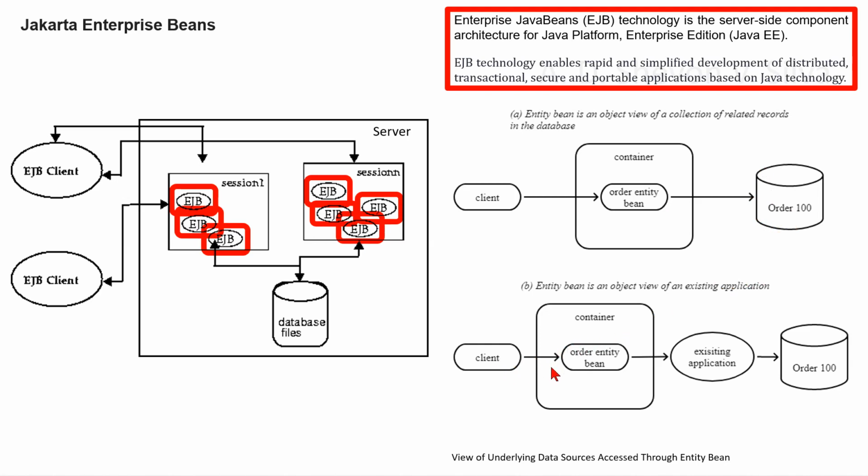The client is connected to the order entity bean. The order entity bean is in the container here. The order entity bean is connected to the existing application. The existing application is connected to the data source here, and order 100 is inside the database here.